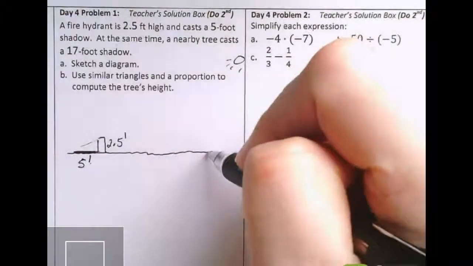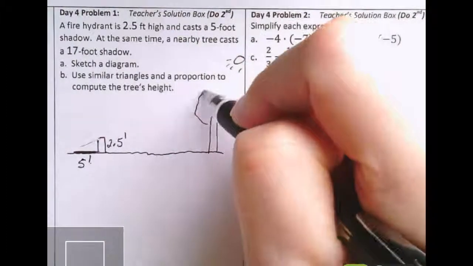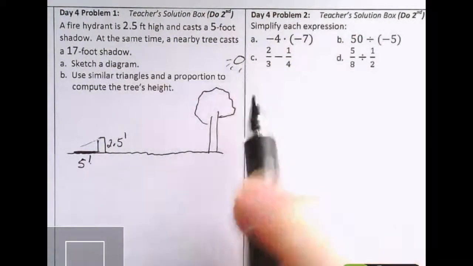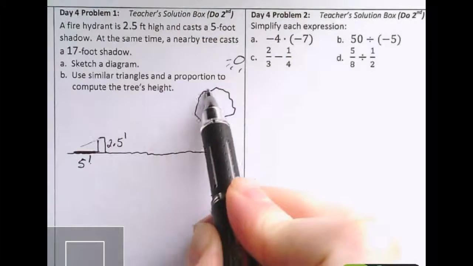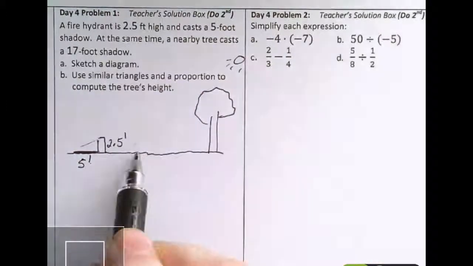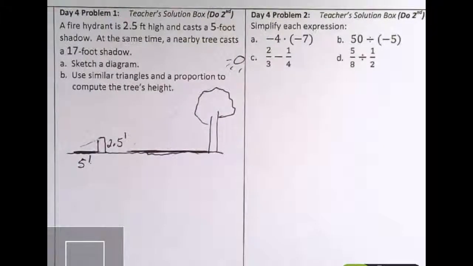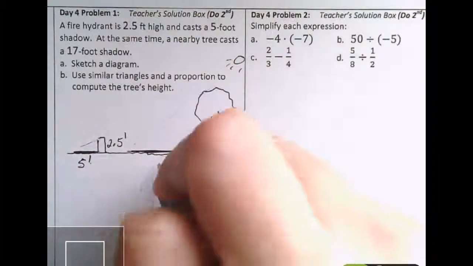Now there's a nearby tree. And so let's say this is the tree. And a sunbeam, again coming from the sun, is going to come down and go by the side of the tree, and so the shadow of the tree will be to the left of the tree. We're told that that shadow is 17 feet long.